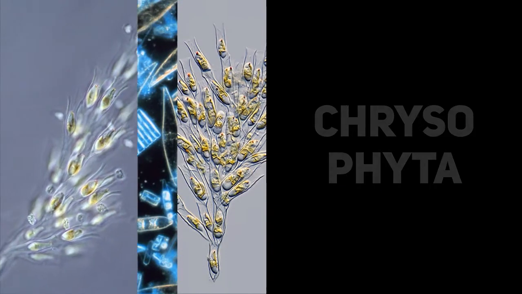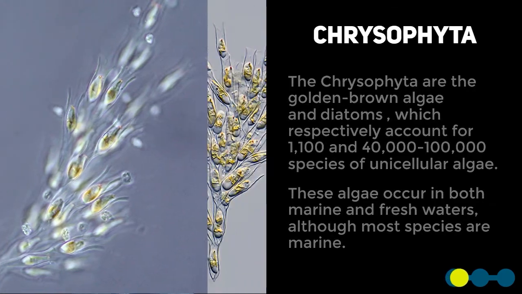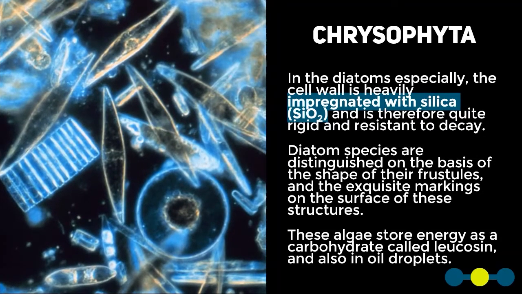Chrysophyta. The Chrysophyta are the golden brown algae and diatoms, which respectively account for 1,140 and 100,000 species of unicellular algae. These algae occur in both marine and fresh waters, although most species are marine. In the diatoms especially, the cell wall is heavily impregnated with silica, SiO2, and is therefore quite rigid and resistant to decay. Diatom species are distinguished on the basis of the shape of their frustules and the exquisite markings on the surface of these structures.